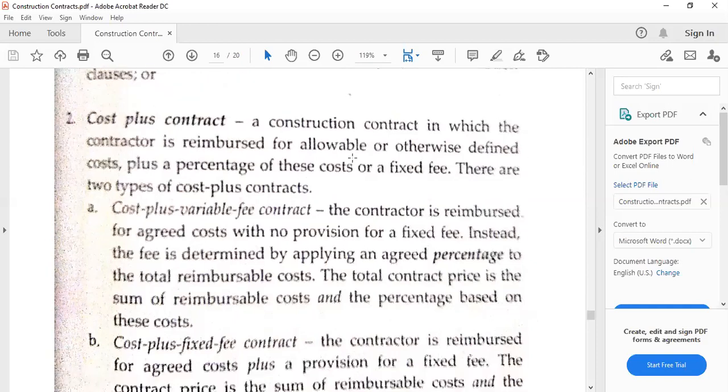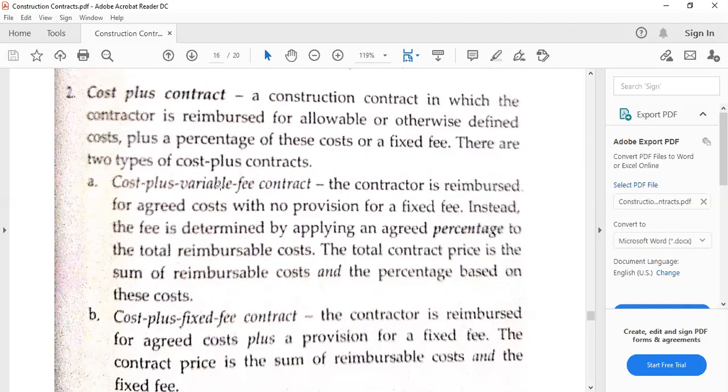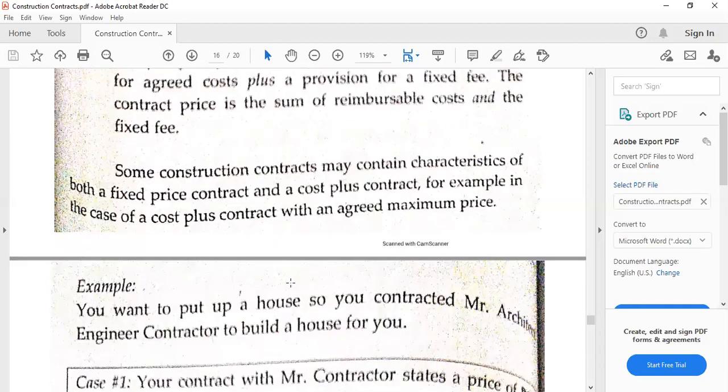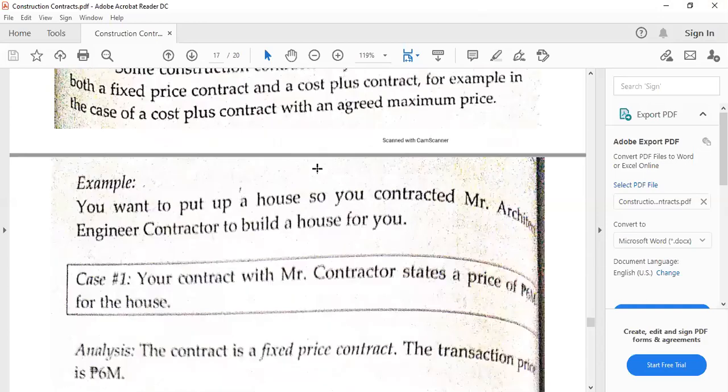So in that case, that is going to result in a cost plus contract, although the fee could be variable or fixed. In variable, there would be an agreed percentage of the total reimbursable cost, just like the cost plus margin approach, or target pricing approach. While the cost plus fixed fee is that there is an additional fee to the cost. All right, then some construction contracts may contain characteristics of both.